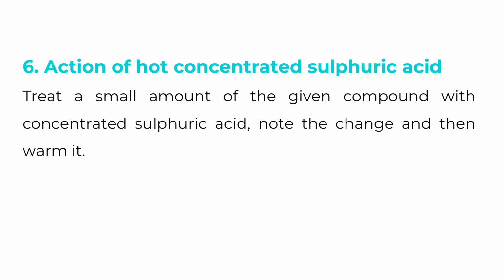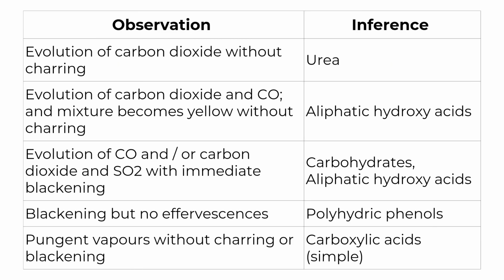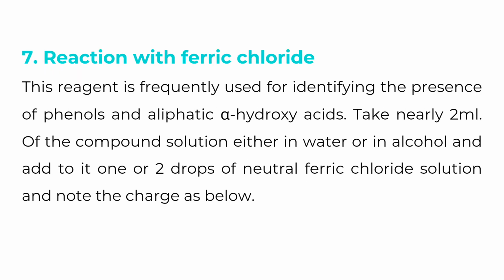6. Action of hot concentrated sulfuric acid. Treat a small amount of the given compound with concentrated sulfuric acid, note the change and then warm it. Observation, inference. Evolution of carbon dioxide without charring: urea. Evolution of carbon dioxide and CO, and mixture becomes yellow without charring: aliphatic hydroxy acids. Evolution of CO and, or carbon dioxide and SO2 with immediate blackening: carbohydrates, aliphatic hydroxy acids. Blackening but no effervescence: polyhydric phenols. Pungent vapors without charring or blackening: carboxylic acids, simple.